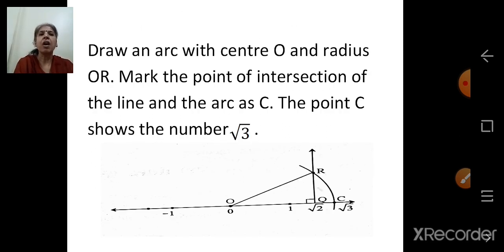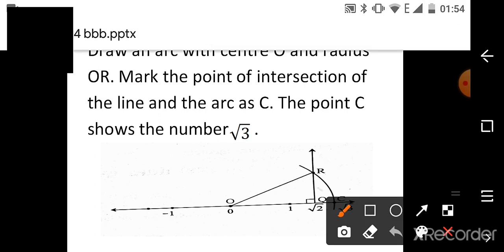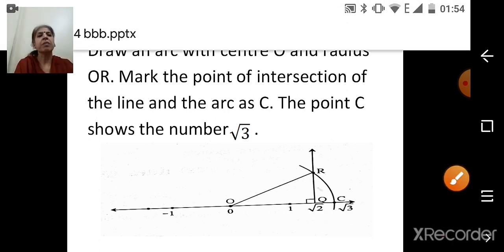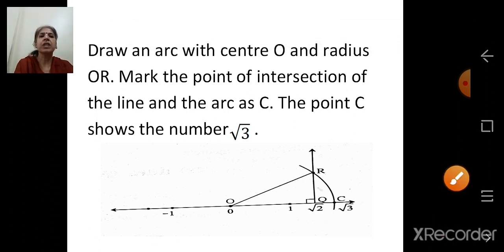So draw an arc with center O. This is your center O. We draw an arc with center O and radius OR. So this is the radius OR. We are drawing the arc. Mark the point of intersection of the line and the arc as C. So point C shows the number root 3. This distance OC is nothing but root 3.